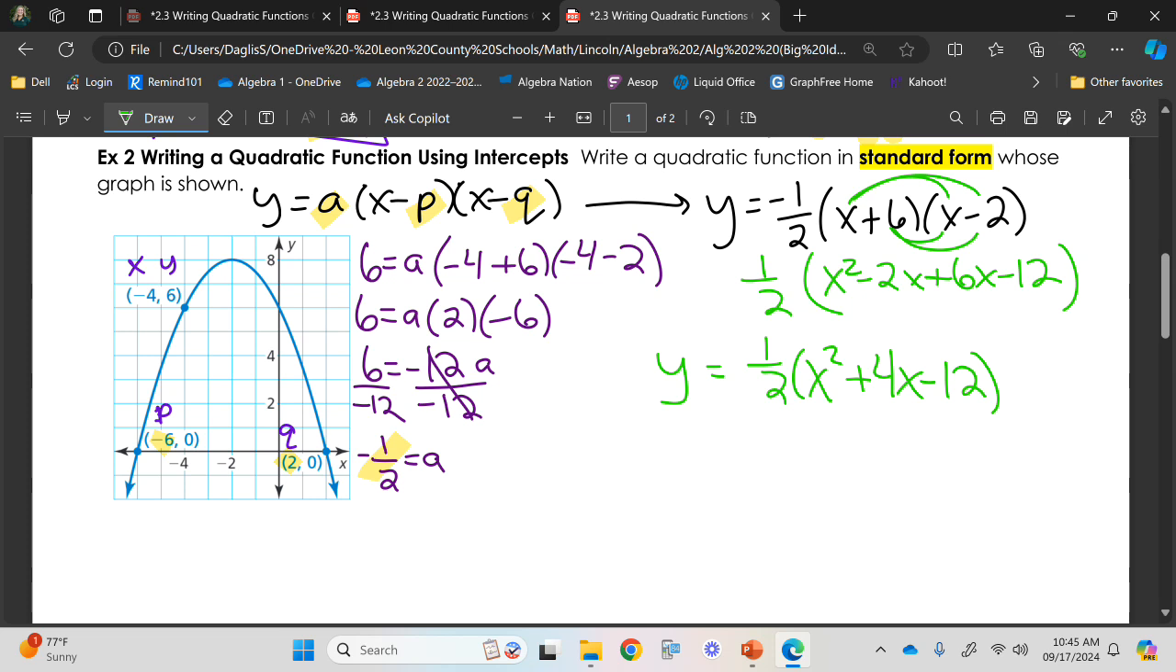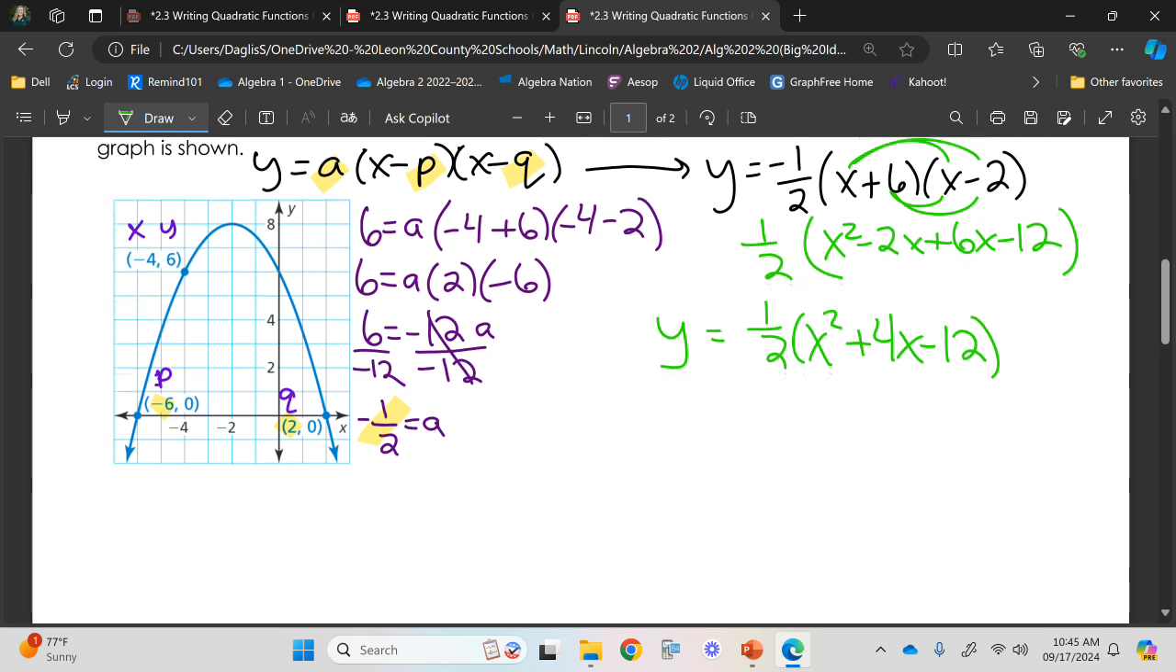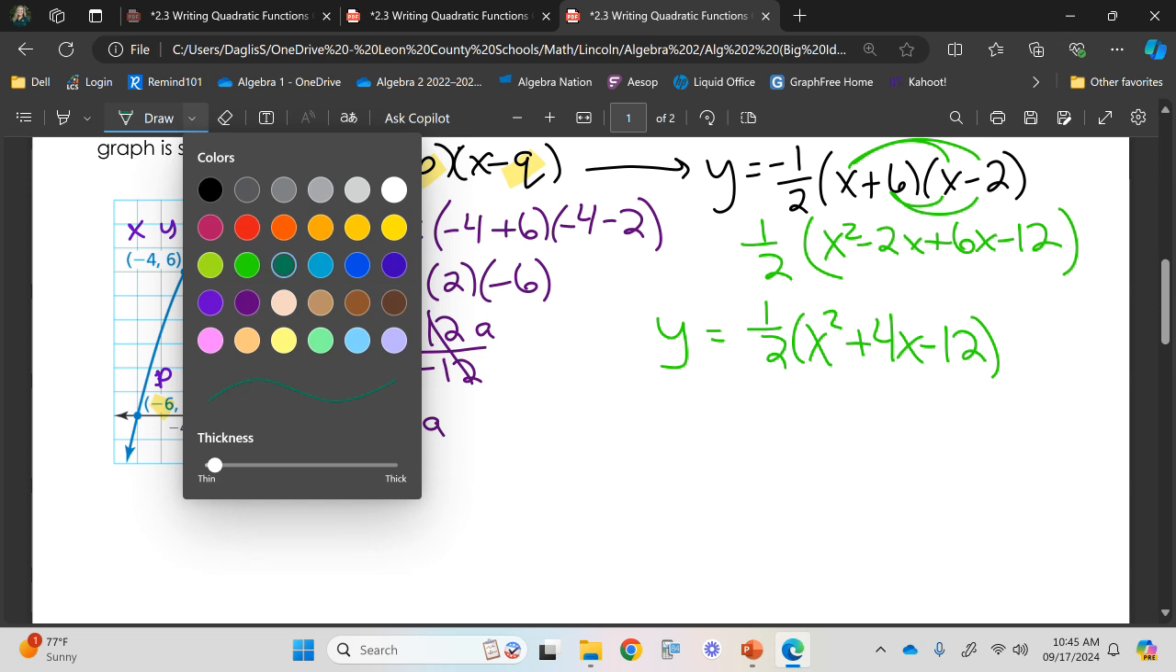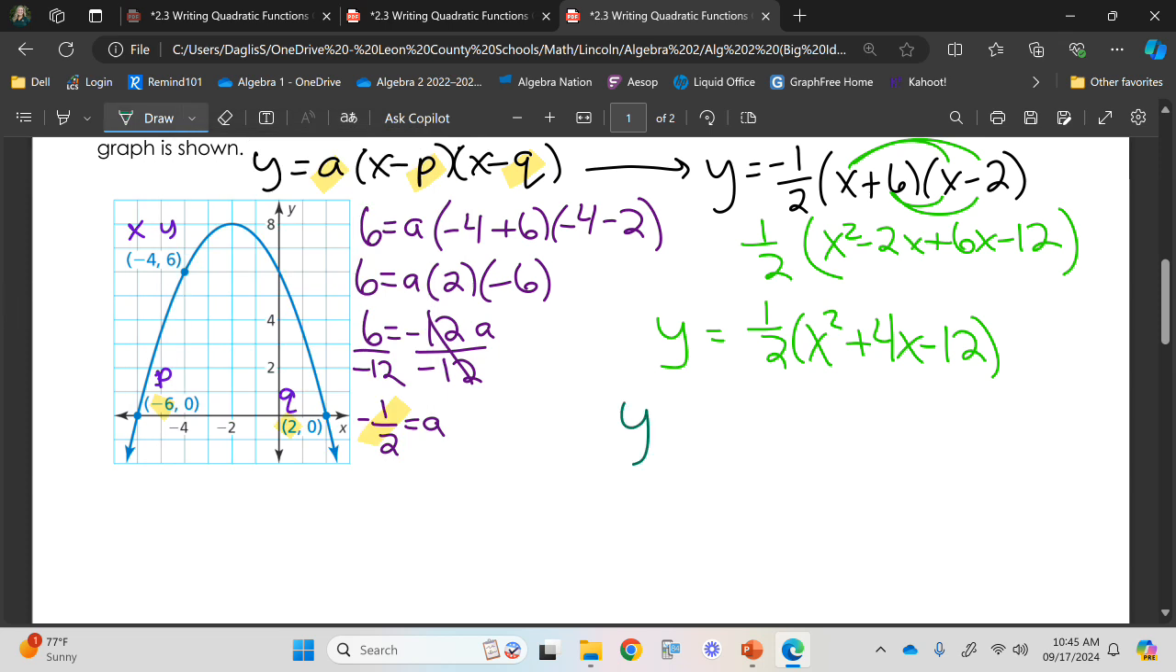And then our final step here will be to distribute your a value to each of those three pieces. So negative 1/2 times x squared will give me negative 1/2 x squared. All right, how about negative 1/2 times 4? There you go, negative 2x. And then negative 1/2 times negative 12. Positive 6. Good. Awesome. And here's my standard form.